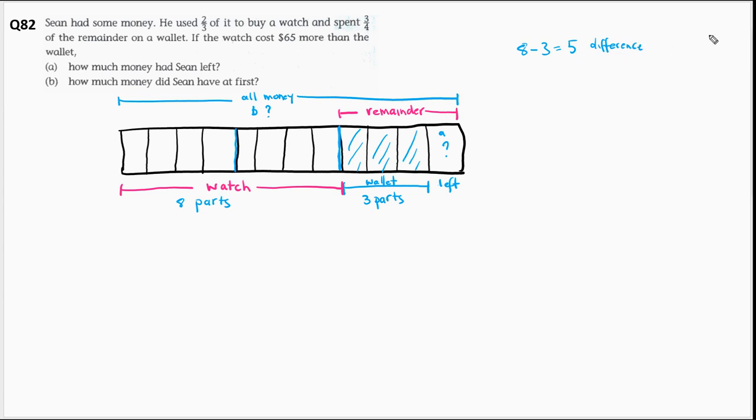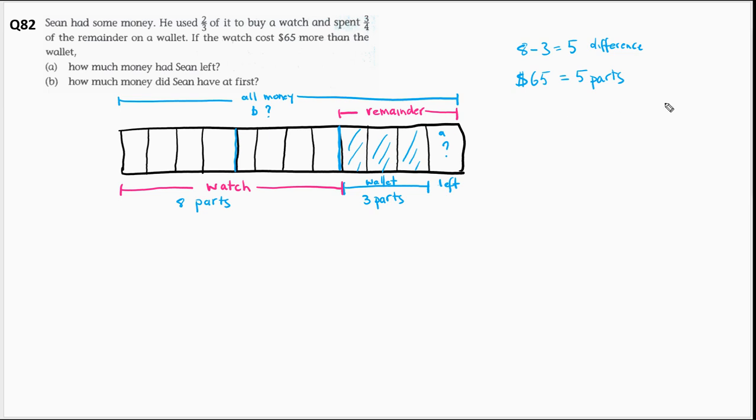The difference between the cost of the watch and the wallet. Okay, so there is a 5-part difference. And we're told that that difference is 65. Okay, so $65 equals 5 parts.